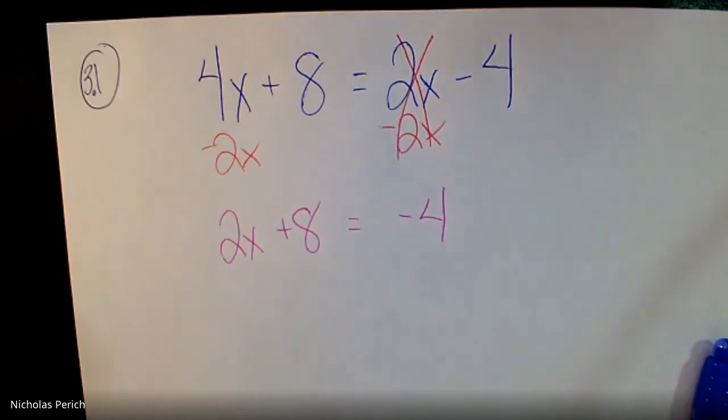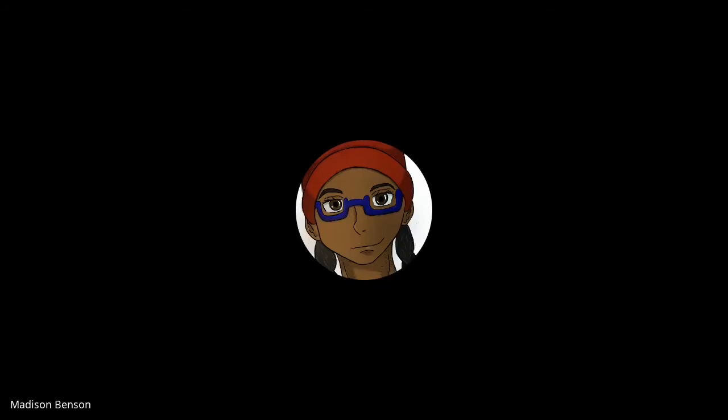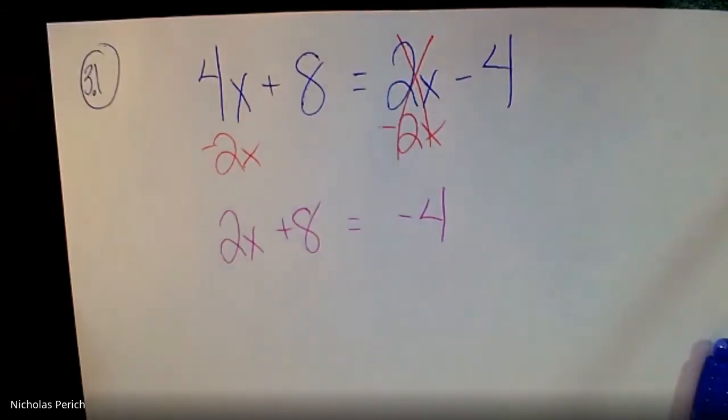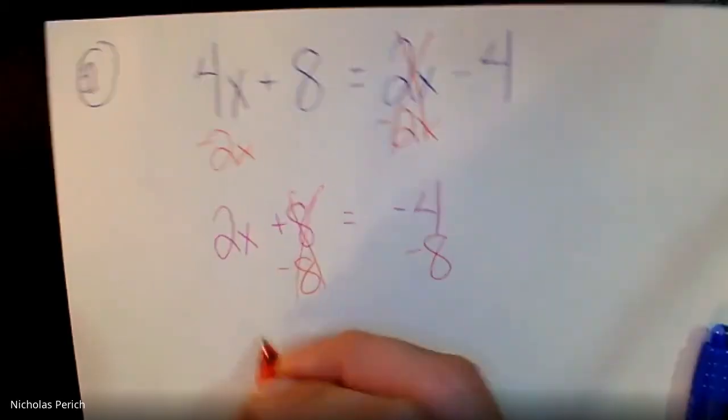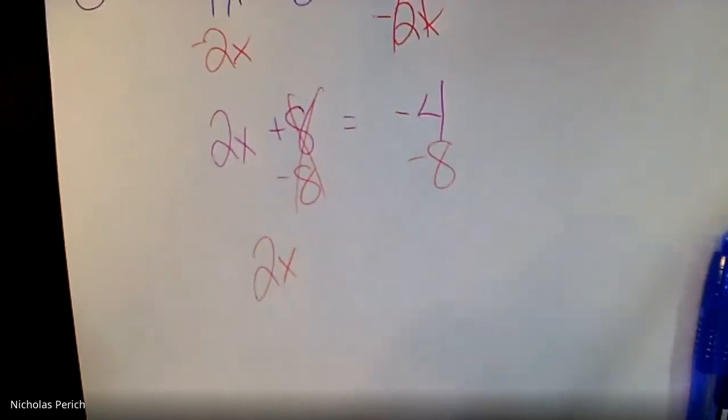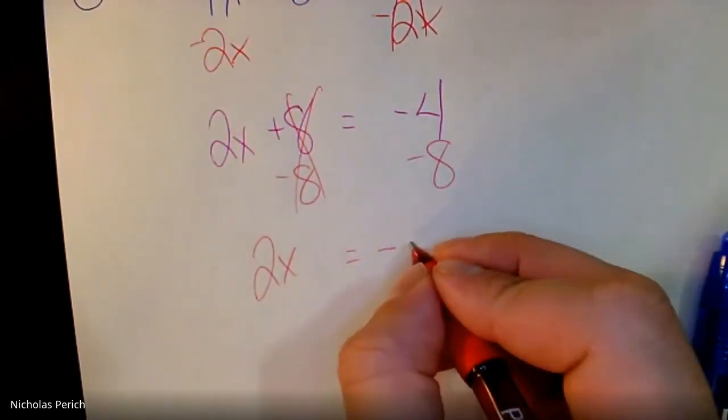Tell me what I do now. Take away the positive 8 from both sides. That gives me 2x equals negative, what is that, 12.